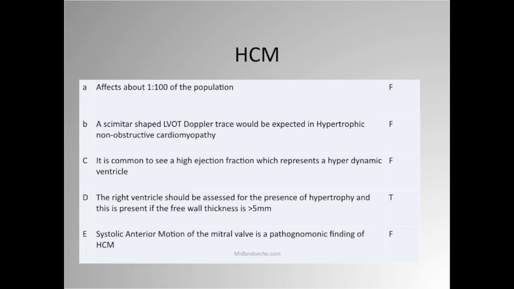Remember, the obstruction in hypertrophic cardiomyopathy gets worse as you go through systole, because as you go through systole there's more and more systolic anterior motion of the mitral valve, the muscles getting thicker and closing down the LVOT. So the further you go through systole, the higher it gets, which is why it's got that scimitar late peaking shape.